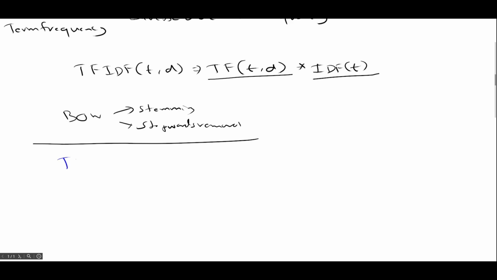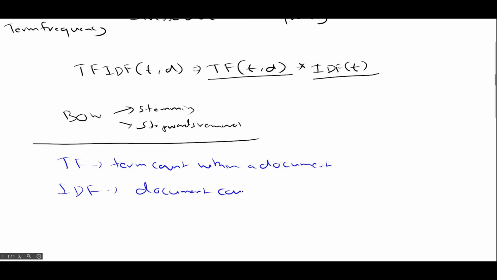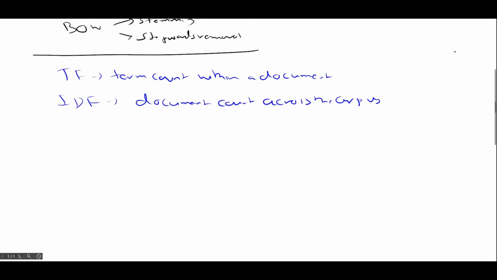As I previously said, TF is the term count within the document, and IDF is the document count across the corpus. We'll try to understand this with a particular example.